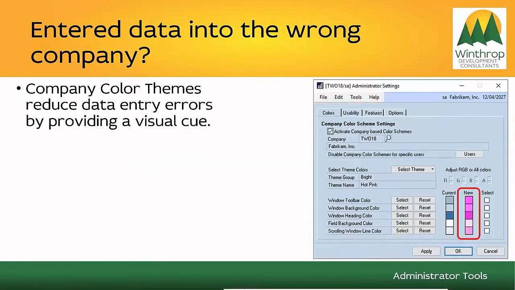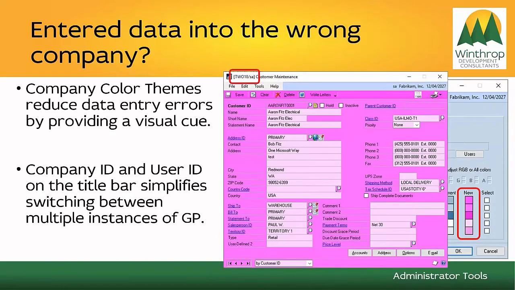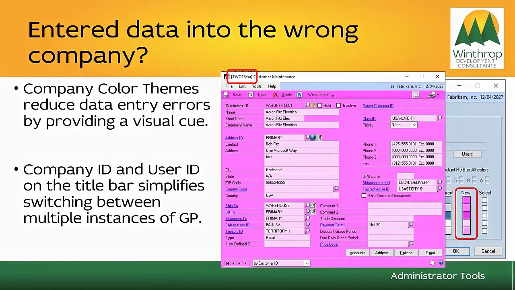If you've ever entered data into a wrong company, PowerTools has the ability to color code companies so that you can make sure you know which company you're in. In this case, the bright Barbie pink is for a test company, but you can choose whatever colors you want. It comes with over 100 built-in themes, but you can choose your own color schemes from the 16.7 million colors available. You should be able to find what you want with that.